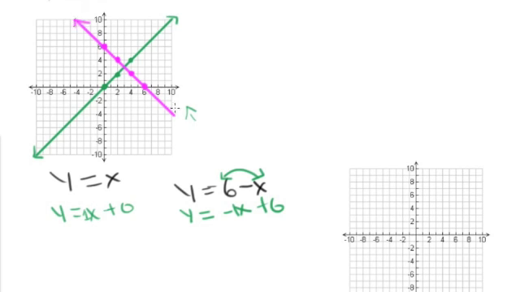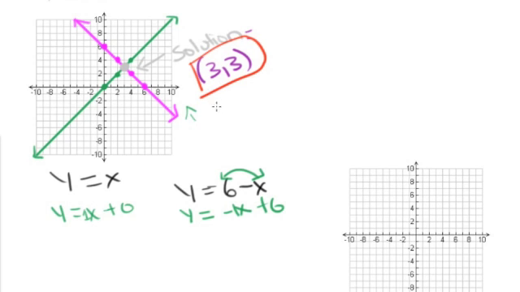So we get this point as our point of intersection. This is our solution. That point is 1, 2, 3 over, 1, 2, 3 up. So the solution equals (3, 3). And this is an independent system because it has one solution.